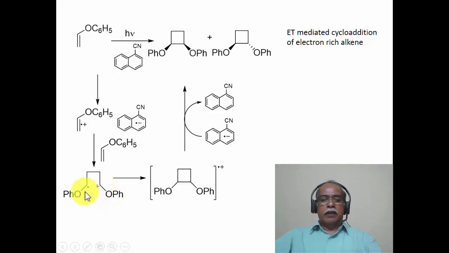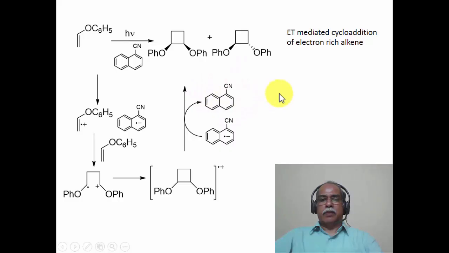It essentially forms a cyclobutane derivative in the form of a cis isomer as well as the trans isomer. This cation radical has to accept an electron from the anion radical of cyanonaphthalene. This is like a back electron transfer after the chemical reaction is over, producing the product, and the sensitizer is regenerated in the process of back electron transfer in this particular instance.